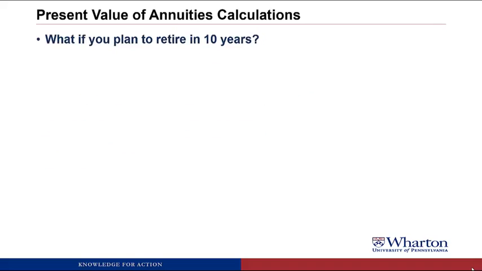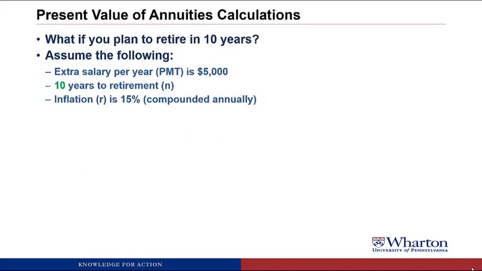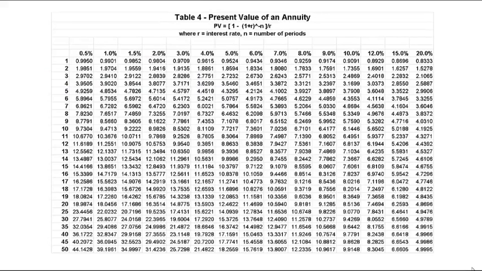What if you plan to retire in 10 years? So now we're going to continue with $5,000 extra per year, but you're only going to get it for 10 years instead of 20 years. The inflation rate will go back up to 15%, which is what we had in the original case. So I will bring up the present value table and the pause sign and have you take a crack at this one.